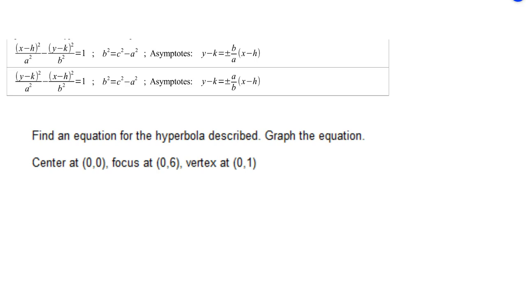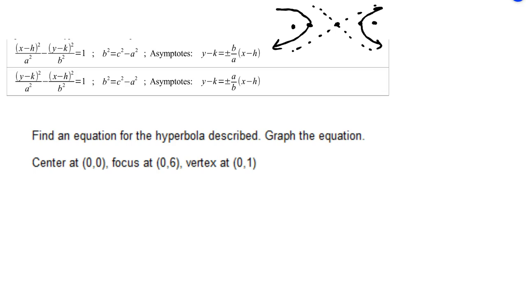So for the horizontal orientation, you have your center, a distance A away to the left and to the right, you have your vertices. C distance away to the left and to the right, you have your foci. Your value of B is going to help you determine the slope of your asymptotes. Your asymptotes pass through the center. And then from there you have your hyperbola drawn from the vertex approaching those asymptotes.